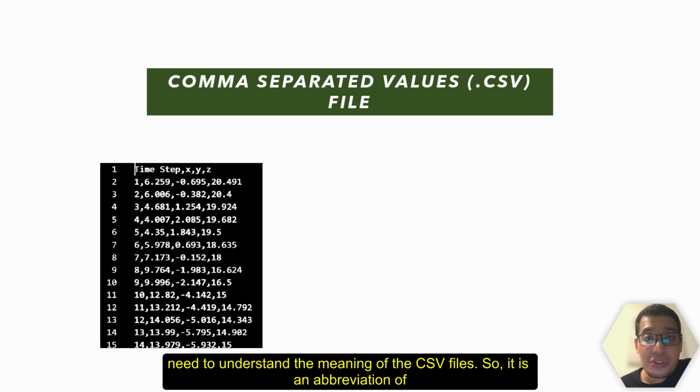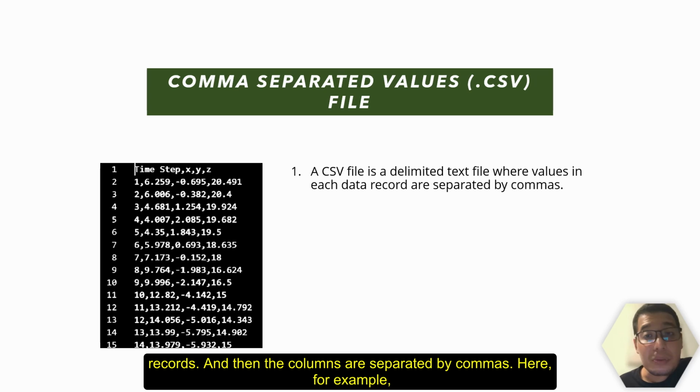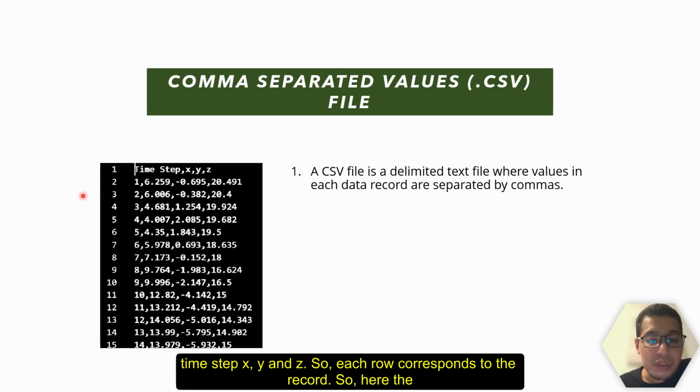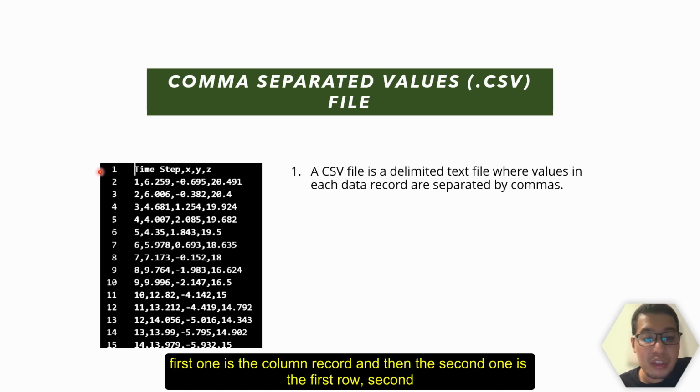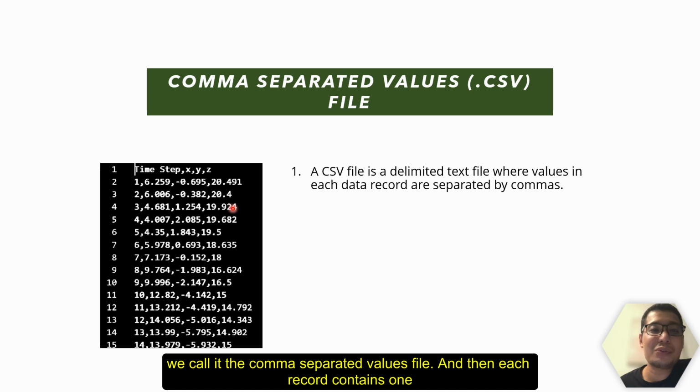It is an abbreviation of comma separated values files, which is a text file where data is structured in records, and the columns are separated by commas. So here, for example, I have four different columns: the time steps, X, Y, and Z. Each row corresponds to a record. The first one is the column record, and then the second one is the first row, second row, and so on. The columns are separated by commas, so that's why we call it a comma separated values file.